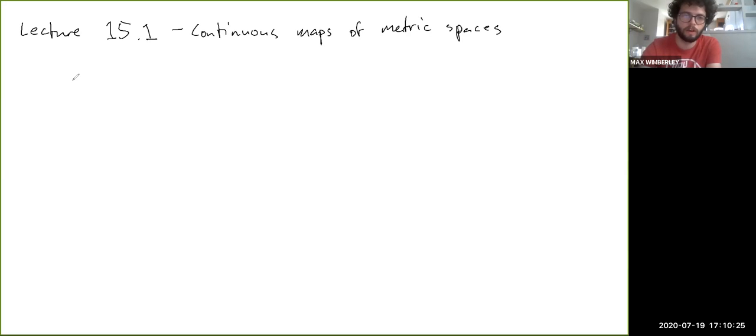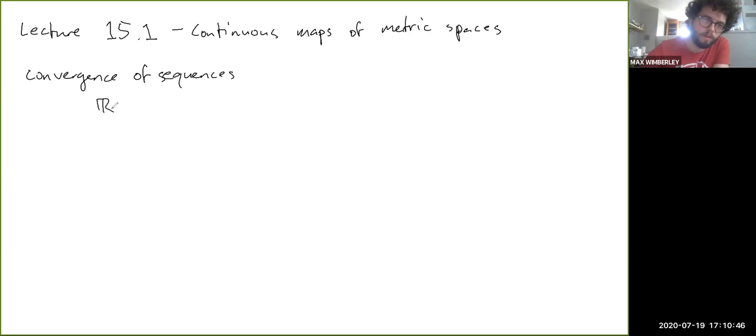If you remember, with continuity we were able to take the sequential definition and show it was equivalent. So let me just start writing some stuff down. For convergence of sequences, we had R with the absolute value of b minus a, and then we generalized that to an arbitrary metric space with an arbitrary metric d.